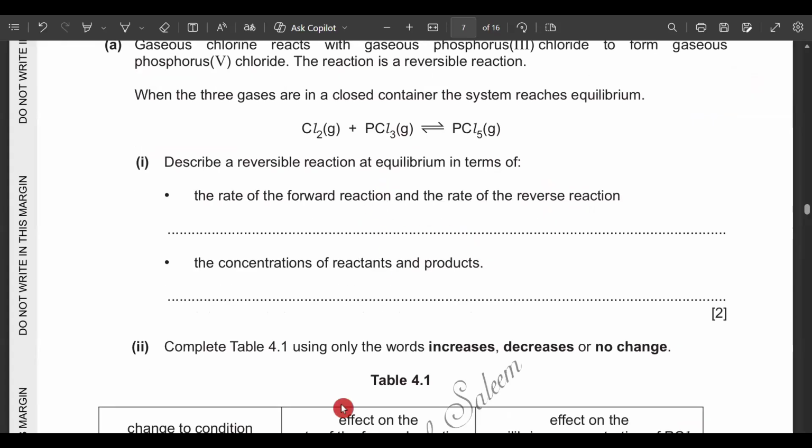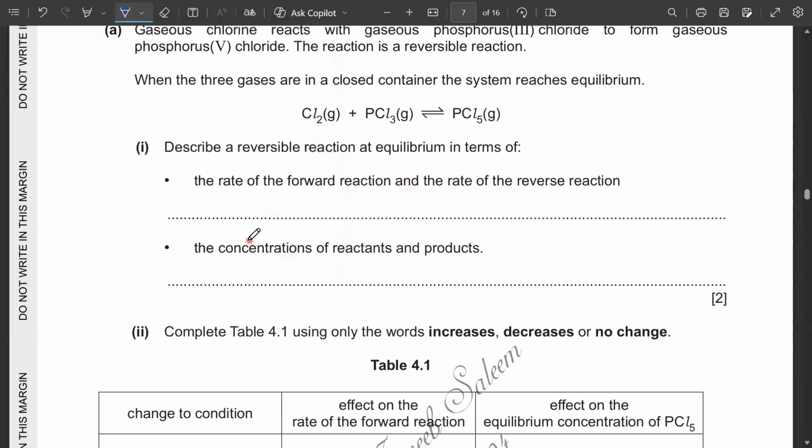Describe a reversible reaction at equilibrium in terms of the rate of the forward reaction and the rate of the reverse reaction. So we have to express what we find in the equilibrium reaction. In the equilibrium reaction, we remember that the rates of both the forward as well as the backward reactions are the same or equal. Rates are equal. So reverse reaction means backward reaction. So we say the rates of the forward and the backward reactions are equal.